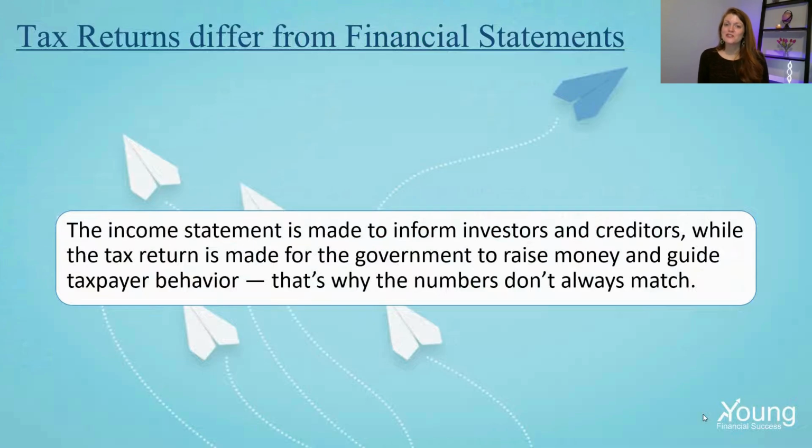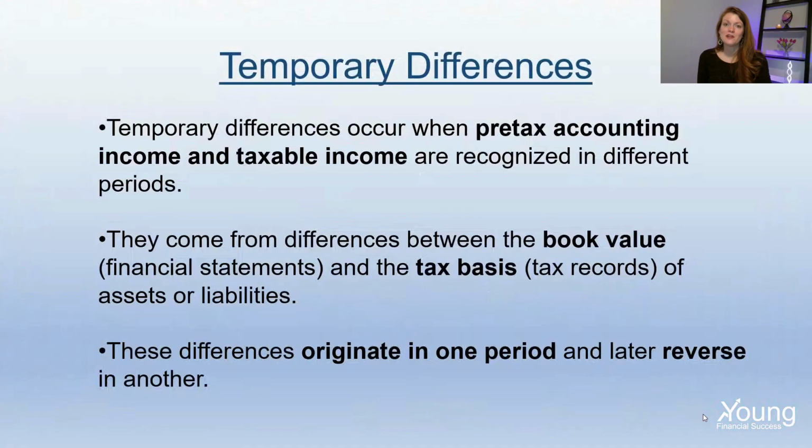So our tax returns do differ significantly from our financial statements. The income statement is made to inform investors and creditors, while the tax return is made for the government to raise money and guide taxpayer behavior. That's why the numbers don't always match. So that's what we are going to focus on here. First, we're going to be looking at temporary differences.